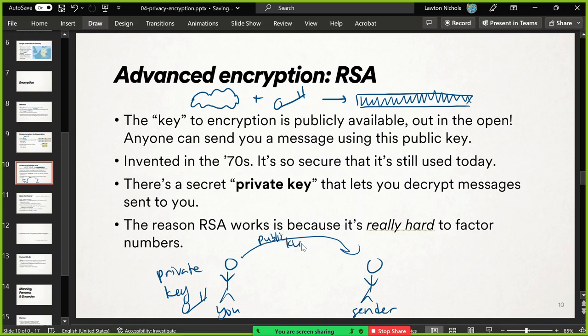Public key. And let me write that slightly better. I'll give an example of this in a second. I just have to set the scene.